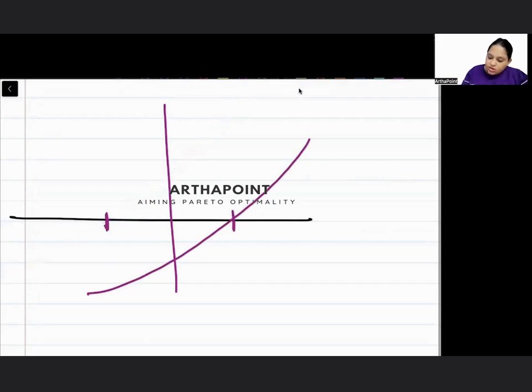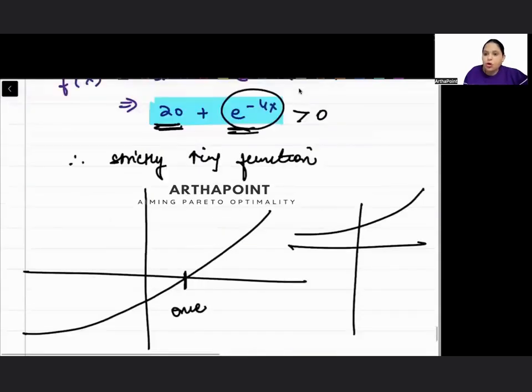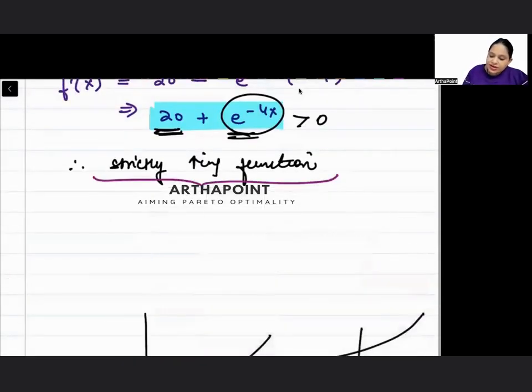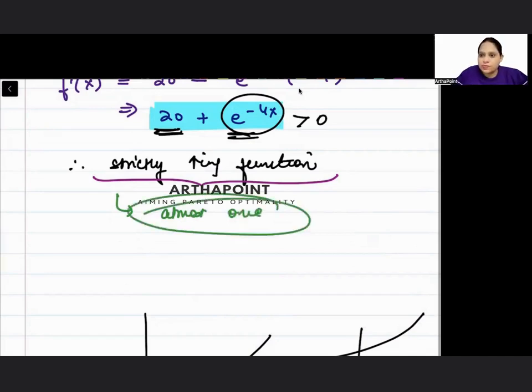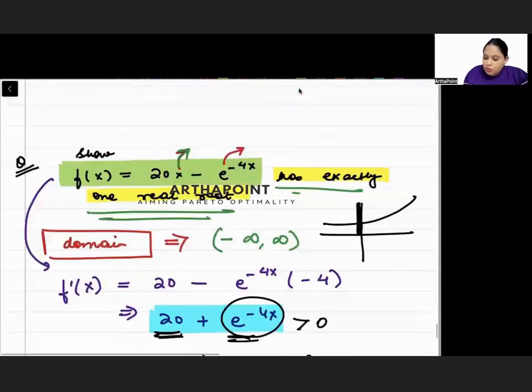Or the other thing that can happen is that this function is looking like this. And if it is looking like this, then it will not cut the x-axis. Clear? Is this clear? Now just think about it. Because we have proved it is a strictly increasing function, that means that it will cut the x-axis at most once. Maximum एक बारी cut करेगा, at most once. But now the question is saying that it has one real root. मतलब हमें बोलना है कि एक बारी cut करता है.